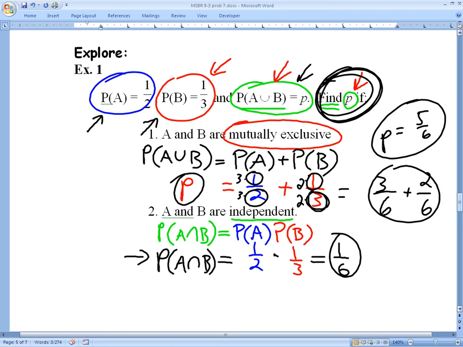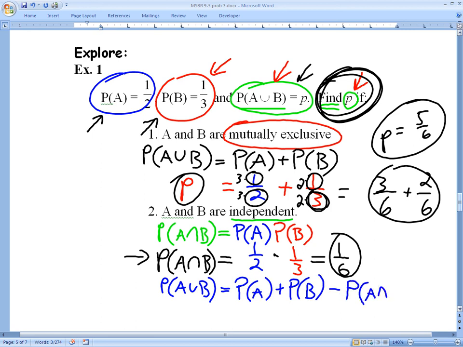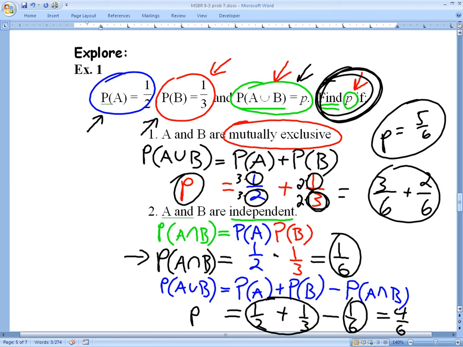The combined events formula. I'm going to write that down, which says the probability of A or B is equal to the probability of A plus the probability of B minus the probability of A and B. We can throw all these numbers in now. We know that the probability of A was 1/2. We know that the probability of B was 1/3. We know the probability of A and B was what we just figured out, 1/6. And we're looking for the probability of A or B, also known as little p. When we combine these, 1/2 plus 1/3 we did earlier, and we know that's 5/6. And then if I subtract 1/6, that will be equal to 4/6, or 2/3. And that would be the value of little p if A and B are independent.